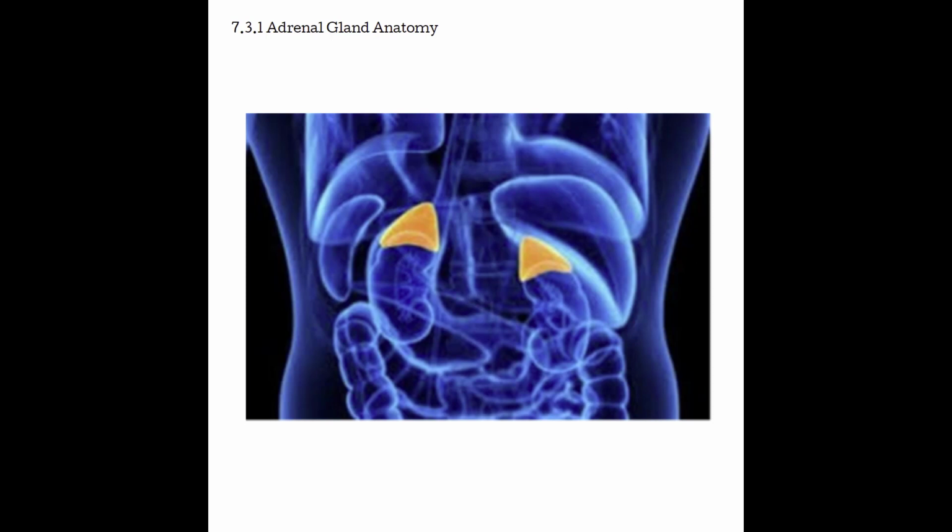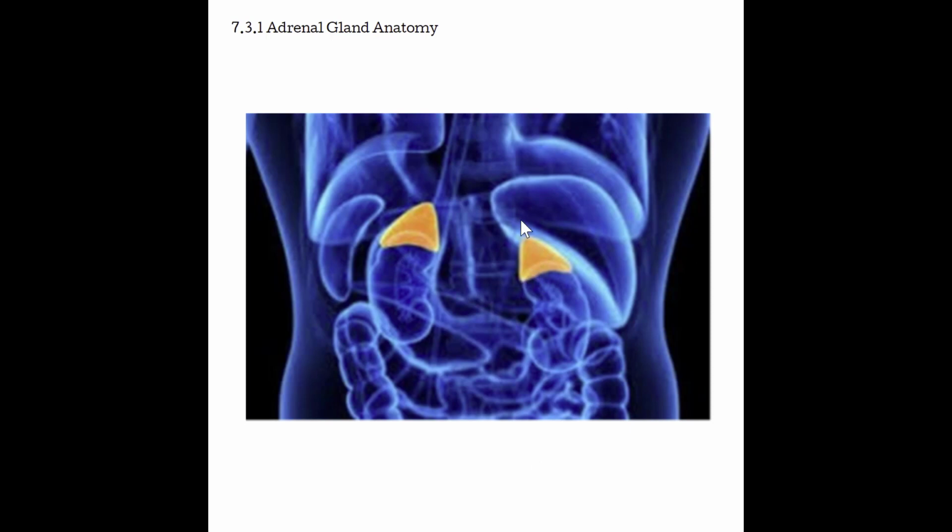The adrenal glands can be found sitting anterior, superior, and medial to the kidneys. So they are anterior, so they sit closer to the front of the person or towards the abdominal wall.